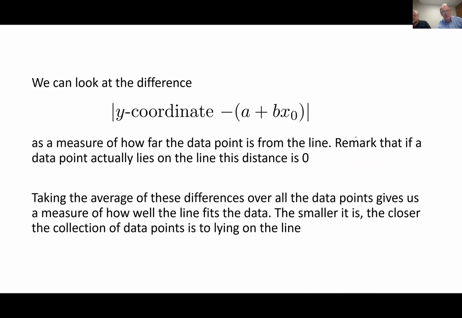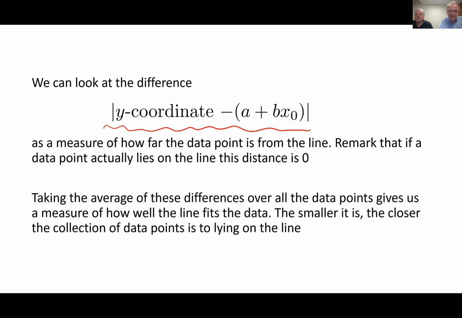So I could use this to define what the error is between the data point and the line, and do this for every data point. I could compute this and then sum them all up. Now, normally you like to take the average, so you take the sum of these and then divide that by the number of data points. So this is one way to measure how far away we are from lying on the line. You see, the smaller this number is, the better, the closer the data points are to actually lying on the line.